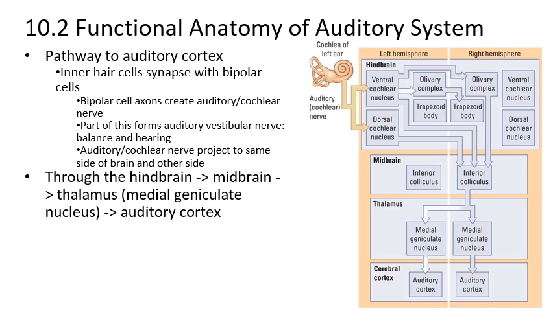If you remember, bipolar cells are also in the retina of the visual system. So we see bipolar cells showing up in two different sensory systems. Bipolar cell axons bunch together and create the auditory nerve, which is also known as the cochlear nerve. Part of this auditory nerve actually branches off and forms the auditory vestibular nerve as well, which is responsible for balance and hearing. So if you've ever heard of someone having an inner ear disorder that gives them vertigo or difficulty with balance, this is why: the inner ear is associated as well with the vestibular system.